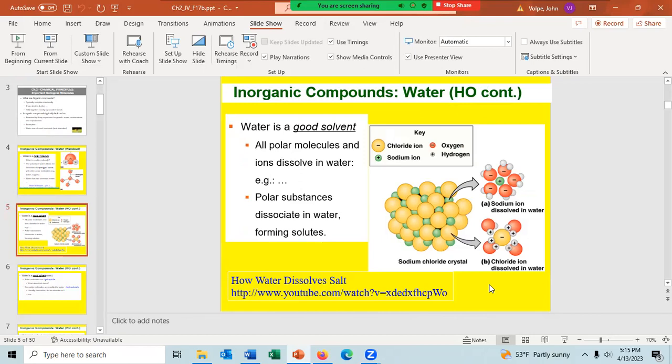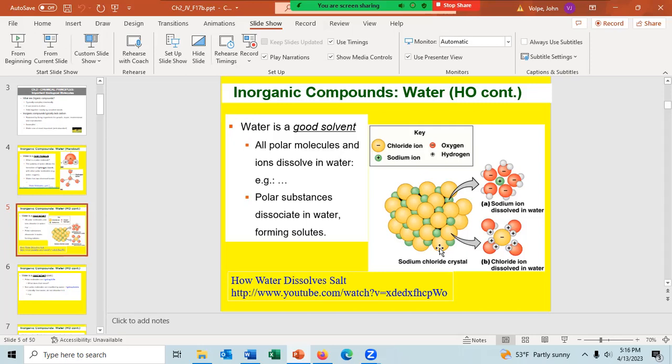Water is a good solvent. All polar molecules and ions dissolve in water. So another polar molecule is one that has partial negative charges on one side and partial positive charges on another side of the molecule. So that's a polar molecule. An ion is a molecule that has either a +1 or a -1 or a multiple of a +1, meaning like +2. Sodium chloride is an ion, meaning the chloride ion is a -1 and the sodium ion is a +1.